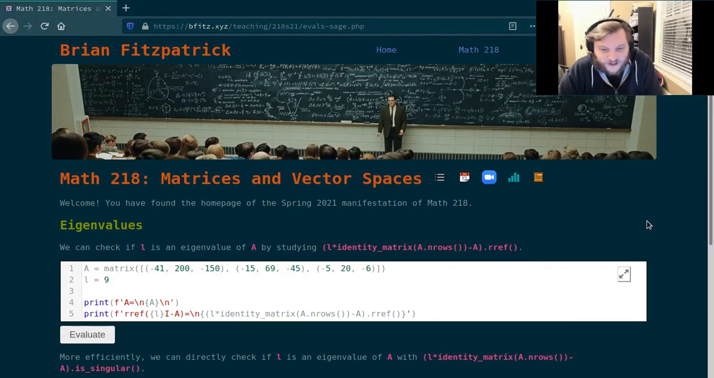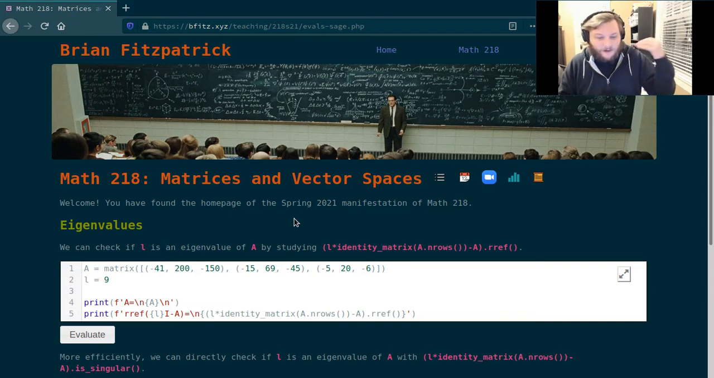So I've just finished lecturing on eigenvalues. It's a very exciting topic for me. I love eigenvalues. And now I'd like to show you a few things involving Sage regarding what we've said so far about eigenvalues. So the most important takeaway from the lesson is just what is an eigenvalue?